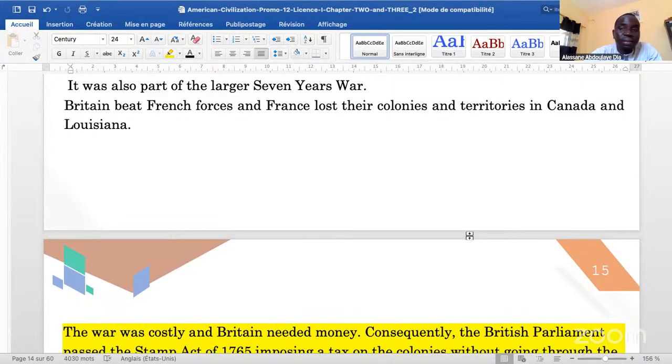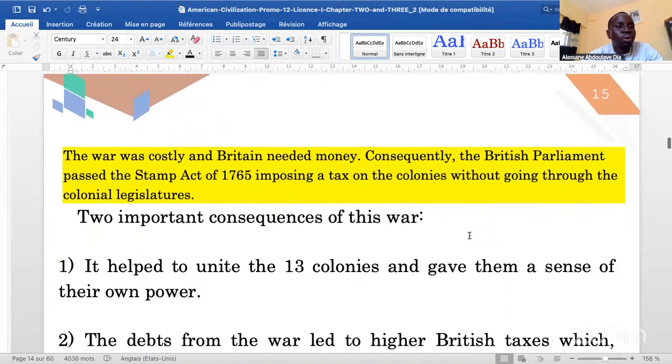They lost Louisiana. Louisiana was in the United States, in America. They lost Louisiana, and they lost other territories like Quebec and Montreal. So this became a belonging of the British. So if I come back to this war, it means the war was won by the British. The British dominated the French, and then they occupied the land.